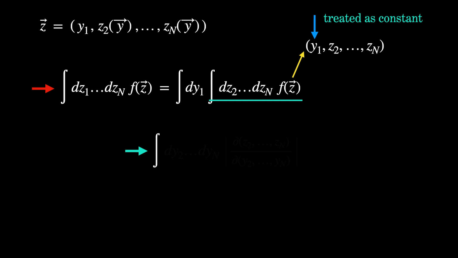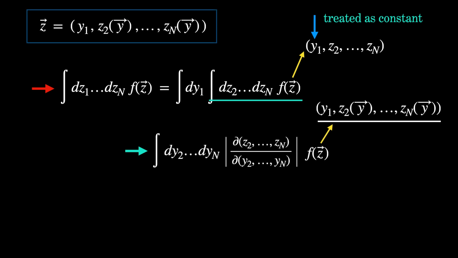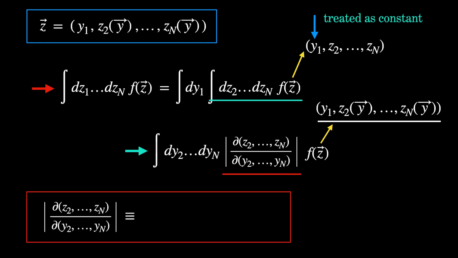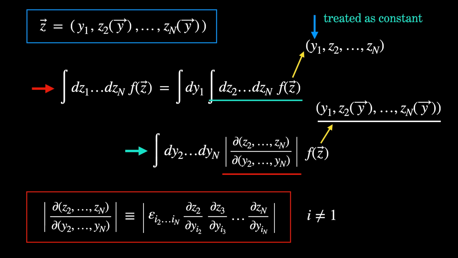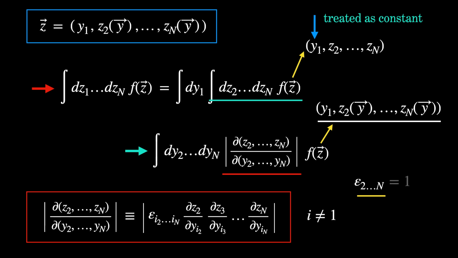Transform this into an integral in terms of the variables y2 to yn, according to the map above, where the Jacobian determinant is given by. Note that all these indices do not include 1, including those we have summed over, since we are treating y1 as a constant, as its turn to be integrated has not yet arrived. The epsilon symbol is still totally anti-symmetric and is equal to 1 if its indices are in running order from 2 to n.